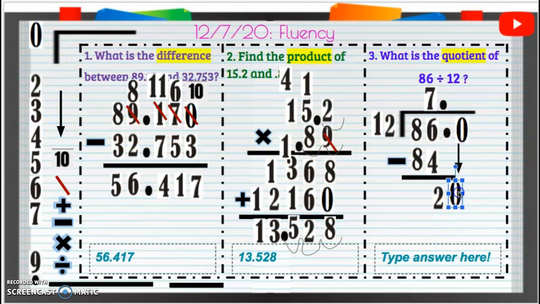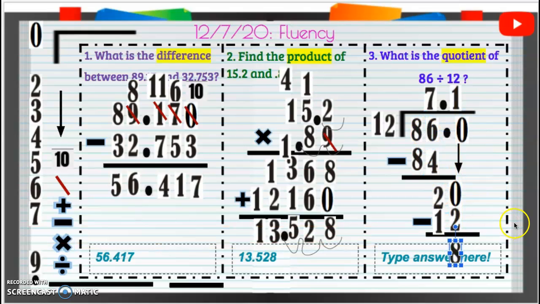So how many times can 12 go into 20? Well, it can go in 1 time without going over. So 12 times 1 is 12. Now I'm going to subtract. 20 minus 12 is going to give us 8.